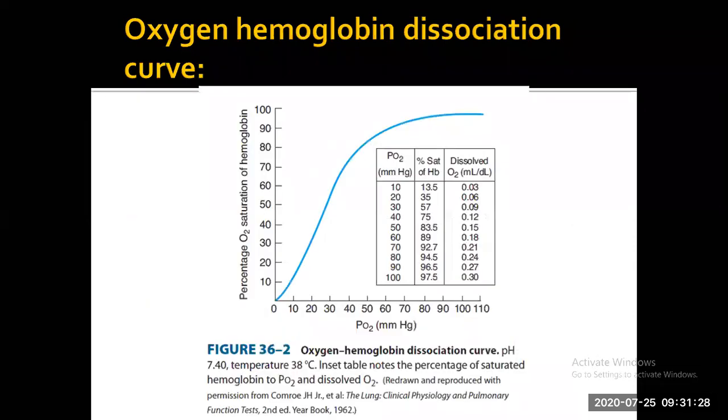We can see in figure 2 that is present here, when the partial pressure of oxygen is 100, your dissolved oxygen capacity is 0.3. It also decreases as the partial pressure of oxygen decreases. That is, the concentration of dissolved oxygen is related to the partial pressure. At a partial pressure of oxygen of 100, 97.5% saturation comes. So this is the total oxygen carrying capacity.